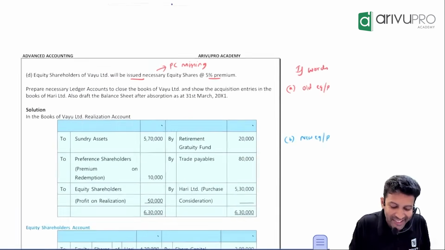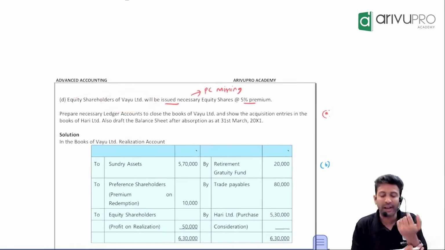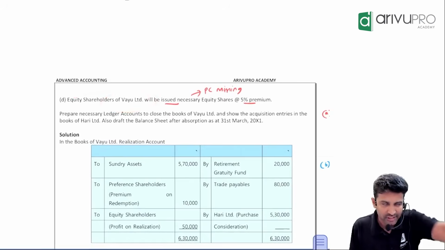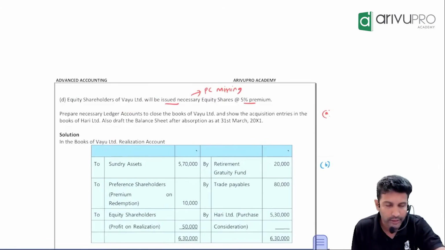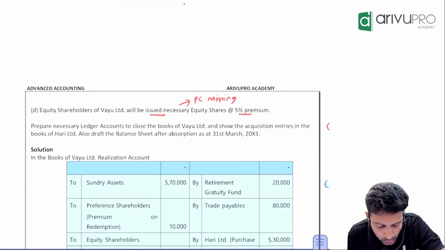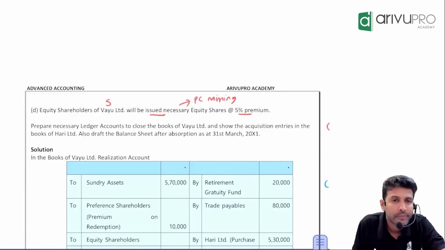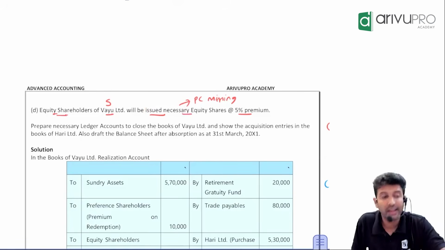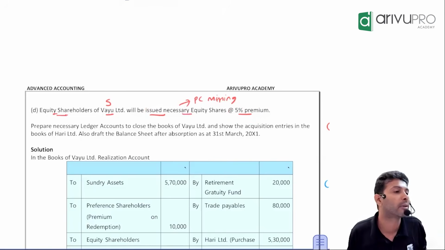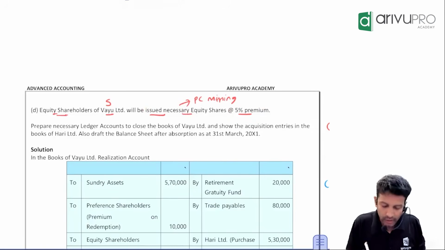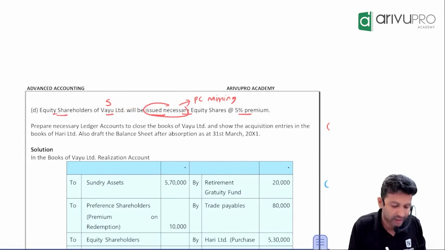Okay. Equity shareholders of Vayu Limited will be issued. This line is the important one. Read this line once again. Vayu is which company? Selling company. Equity shareholders of the selling company, that is Vayu, will be issued what? Necessary equity shares at 5% premium. Did they say how much, or necessary?